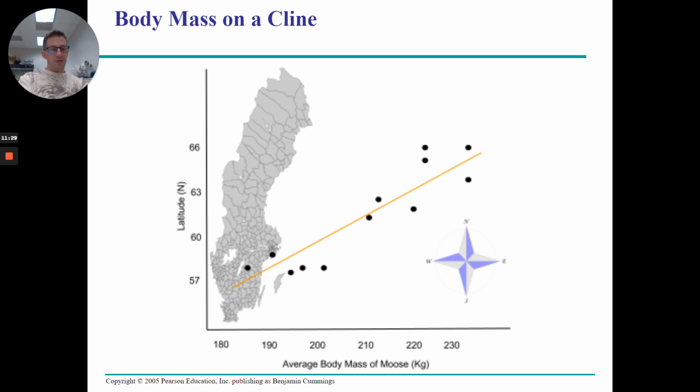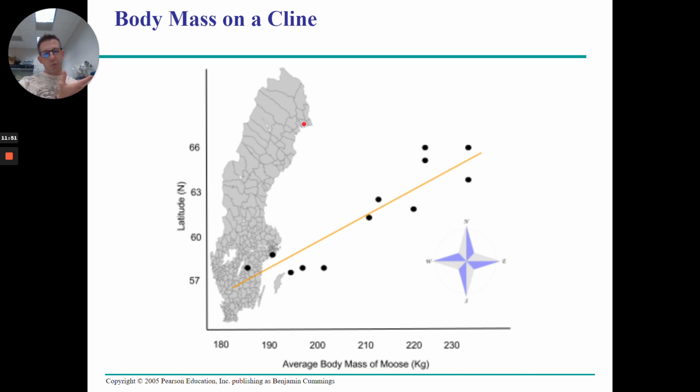Okay, and so you might ask yourself why that would be. If you want to pause the video and think on it a little bit, why would the average body mass of the moose go up, as we see it going up here, with an increase in latitude, as it goes more this way in the country? Okay, so pause it, think about it.